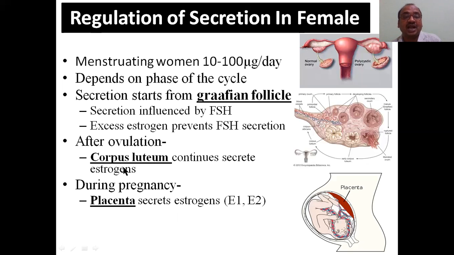After ovulation, the corpus luteum continues the secretion of estrogen. That is also a very important bit. After ovulation, which part of the body secretes estrogen? Corpus luteum. Before that, first the Graafian follicle. During pregnancy, the placenta secretes the estrogen hormones. The placenta is an organ which is developed during pregnancy. It is a special organ, like the hand, eye and other organs, which is developed only during pregnancy.